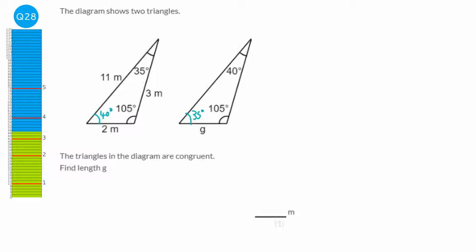So the tempting answer is to say that G is 2 meters because they're both at the bottom of the shape. But have a look at where 2 meters is and where G is. G is between 35 degrees and 105 degrees. It's the length between those two angles. The 2 meters is between the 40 degrees and the 105 degrees. So if we look at this left-hand triangle and see where the 35 degrees is, it's up here. So actually the corresponding lengths are this one and this one. And because they're congruent triangles, we know that the lengths are going to be the same.